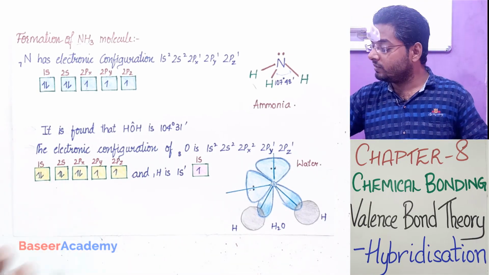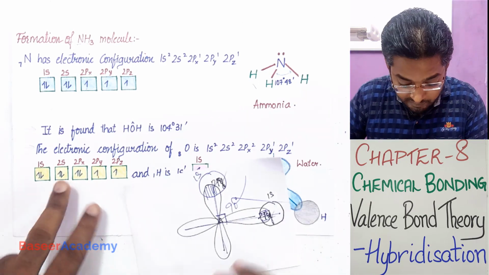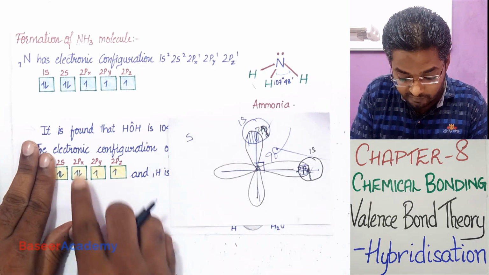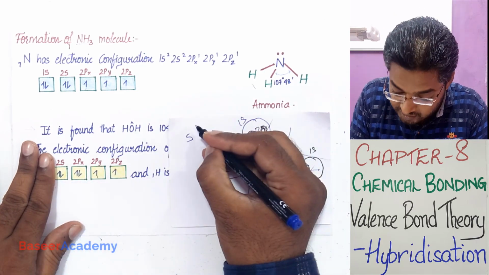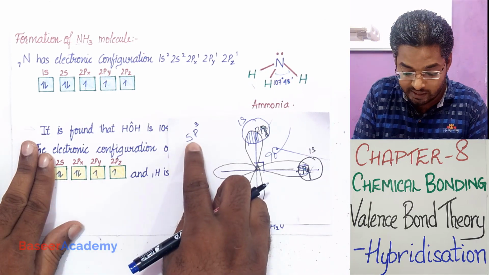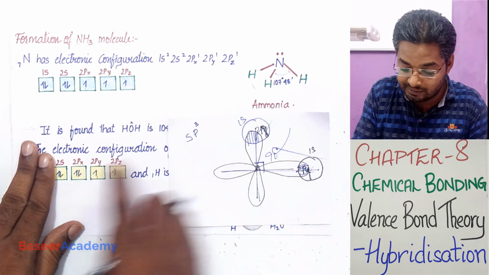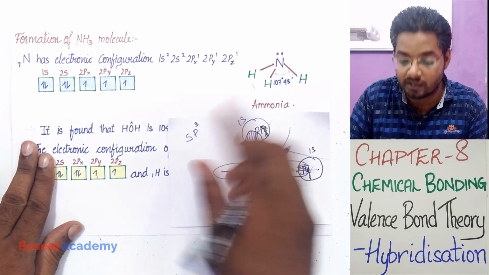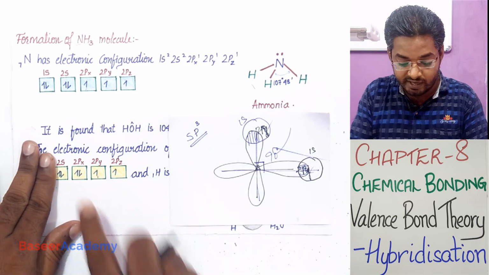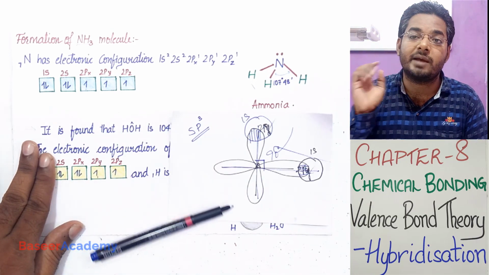Let me write it down here. So here we have the s orbital, and here we have 1, 2, 3 p orbitals. So we have just one s orbital and then 1, 2, 3 p orbitals that are intermixing. So the name of the hybrid orbitals will be sp3. We get 4 sp3 hybrid orbitals.